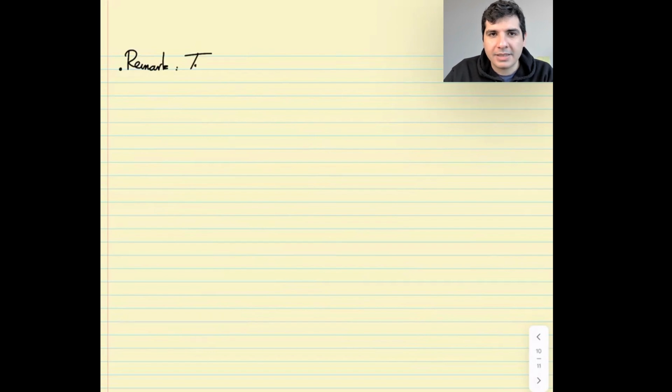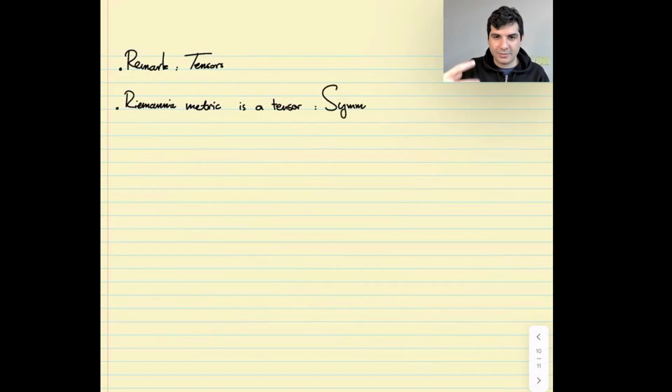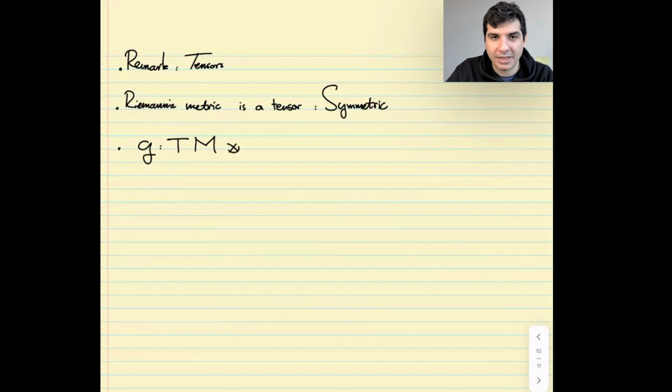So, a remark: in the previous lecture, we learned about tensors, right? In fact, the Riemannian metric is an example of a tensor. It's a special kind of tensor. It's not a 4-form. It takes two vectors and gives you a real number. It's not a 2-form, because it's not alternating. In fact, it's symmetric. So it's a map from Tm times Tm, or Tm tensor Tm, to R, and it's symmetric in its components. So it's a symmetric tensor.